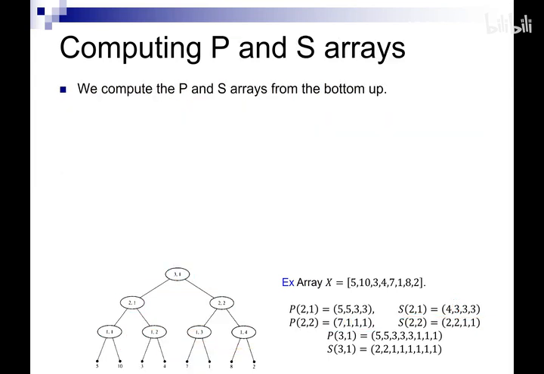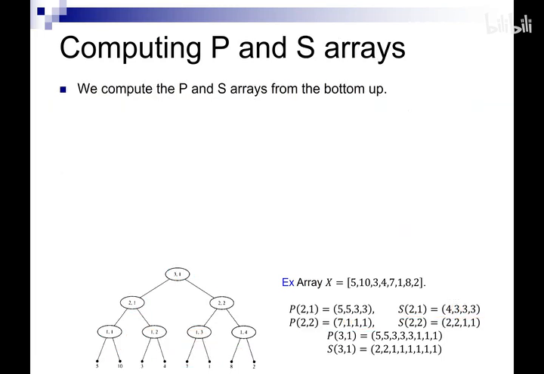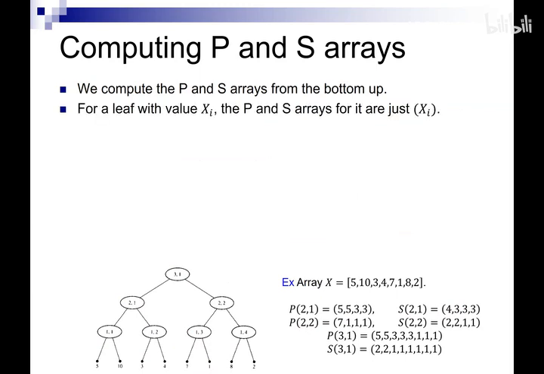So we're almost done here. The final thing is that this algorithm assumes that you have the P and the S arrays, so how are we going to compute them? We're going to compute them from the bottom up, starting at the leaves. The leaf is just a single value, let's say x of i. In that case, the P and the S arrays are both just x of i.